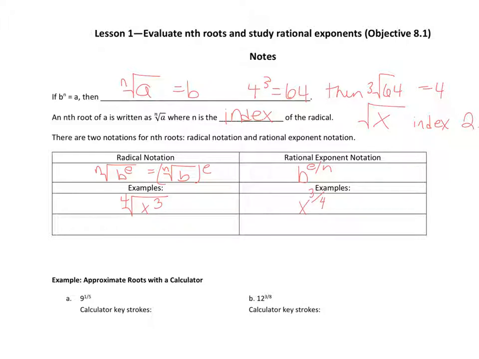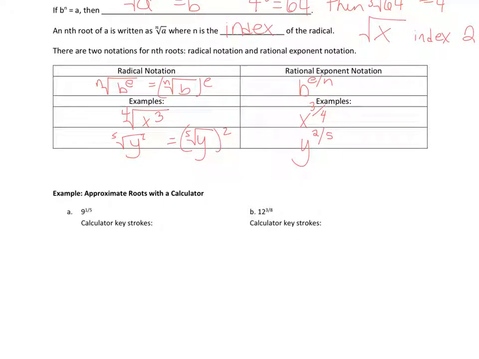Whereas if you had y to the 2/5, then your index would be 5, the radicand would be y, and you could either put the 2 here, or you could also write it like this, just as long as it's being raised to that second power. Okay, so it's important to be able to go from radical to rational exponent notation.